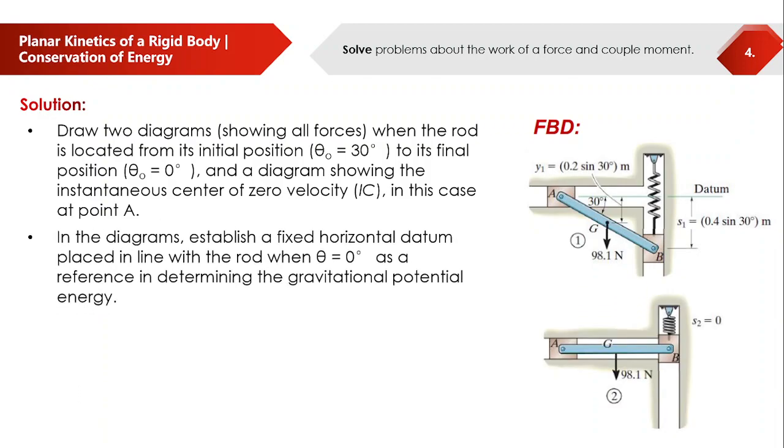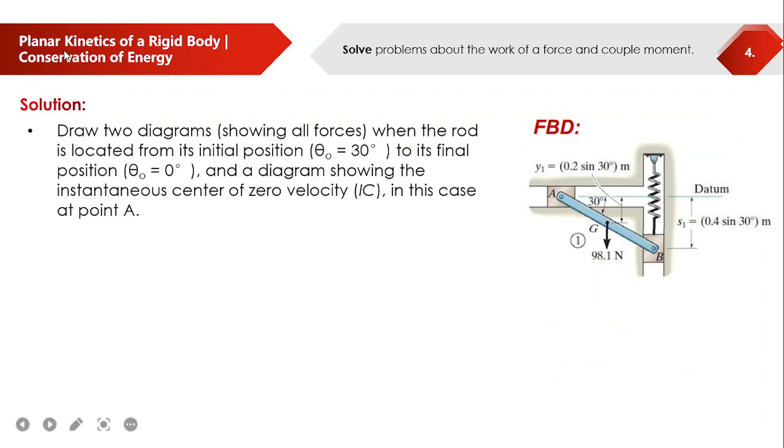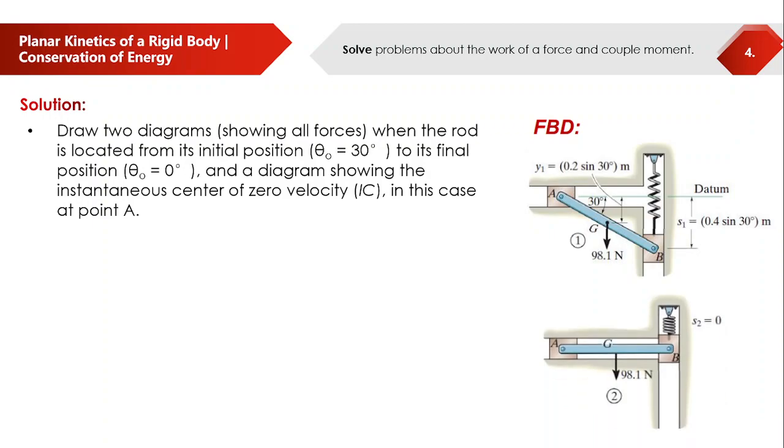Now, this is the initial position of your system. You stretch the spring at a theta of 30 degrees, so obviously the spring is long. If you release it, it returns to its original position. After you release, the system looks like this: the slider blocks are now in line at A and B, and that will be your final position, where S sub 2 is equal to 0.